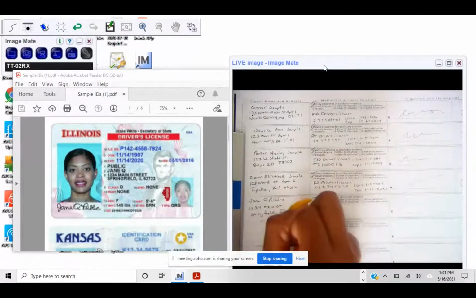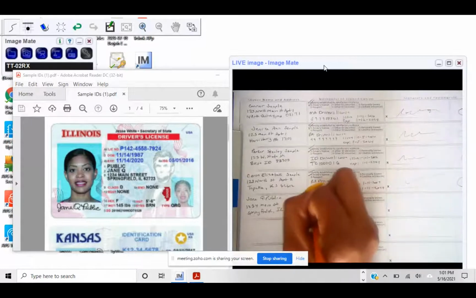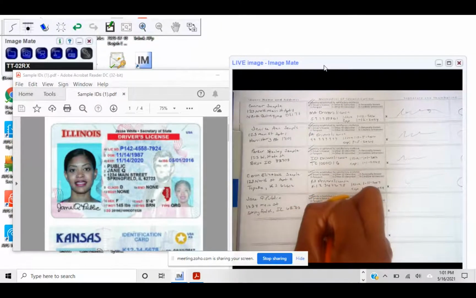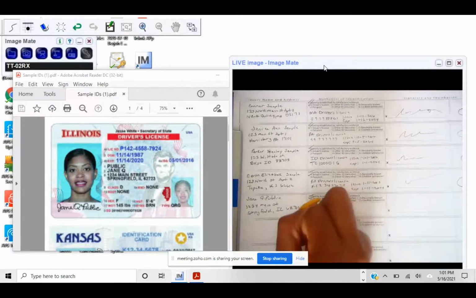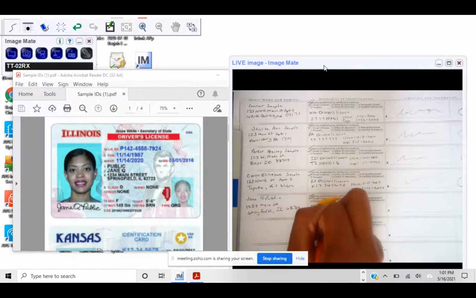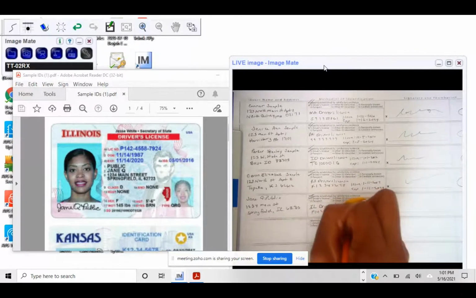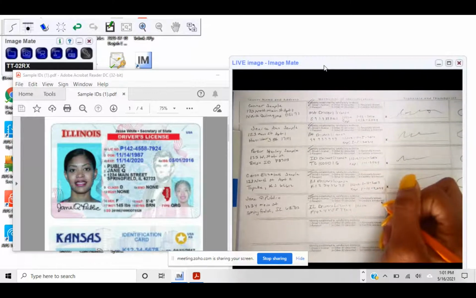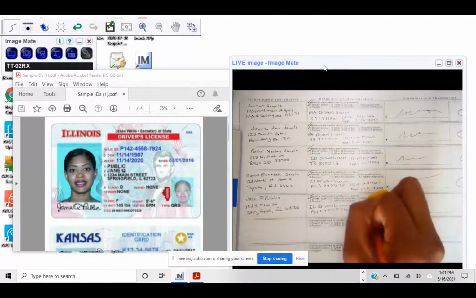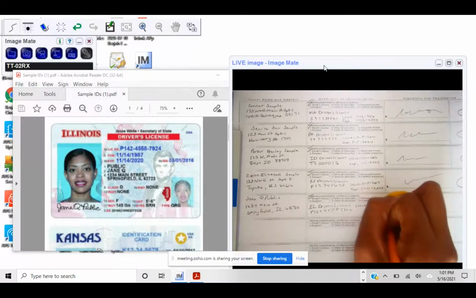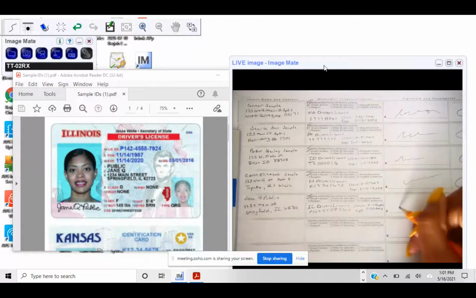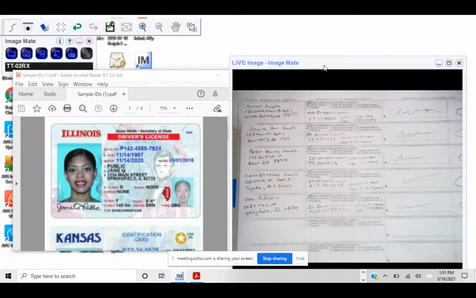This is why I'm using a pencil. Okay. License P1, 4, issue date 1/16, expiration 14/2024. All right, we are finally done.